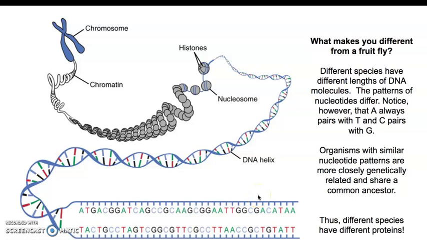All right, so big picture. Your DNA is different from a fruit fly's DNA or bacterial DNA because there are different base patterns, or in other words, the nucleotides are arranged in different orders and in different lengths. So that's what makes you different from every other species on Earth.